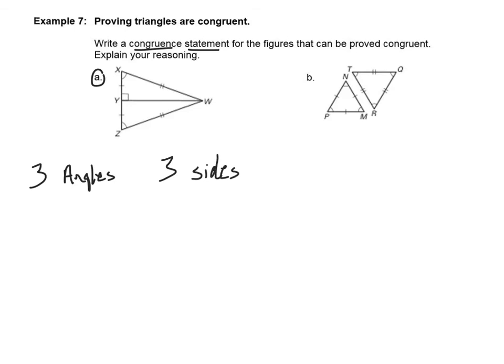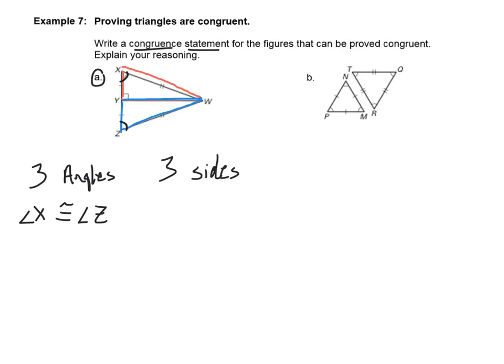So let's take a look at the 2 triangles I'm comparing. I'm comparing this triangle up top, XYW, to the triangle below it, ZYW. So first let's focus on the angles. Easiest one to point out is X and Z. So I know that angle X is congruent to angle Z.